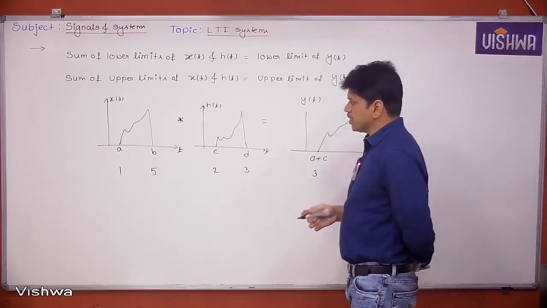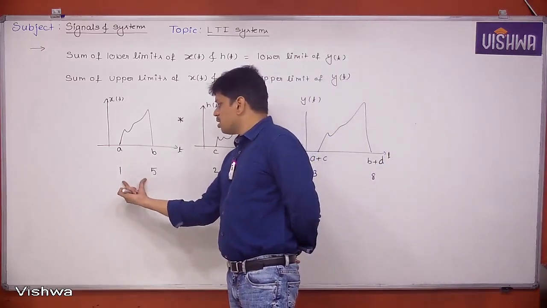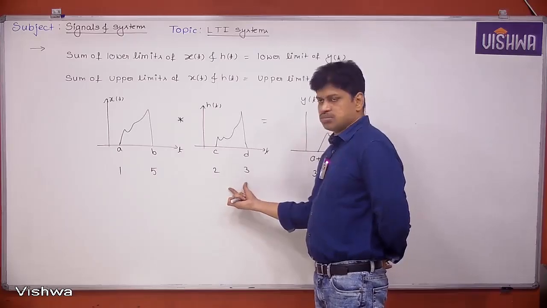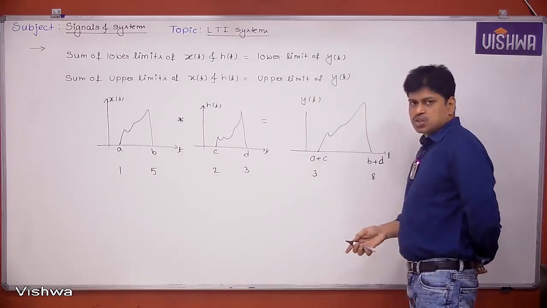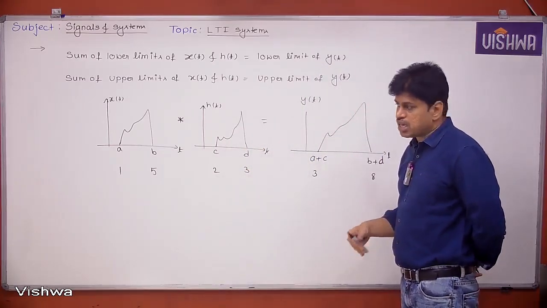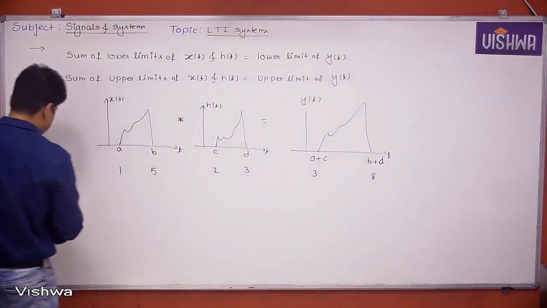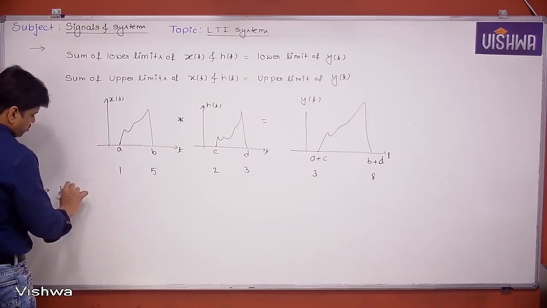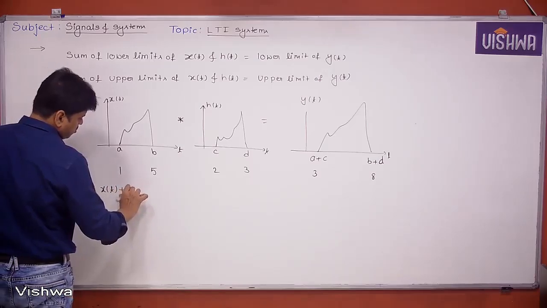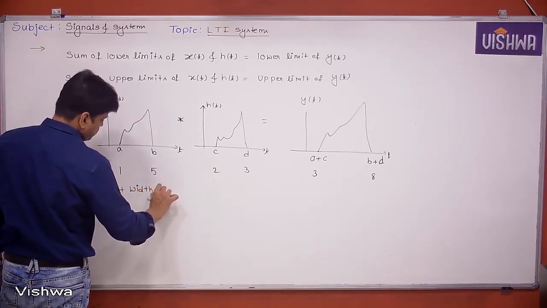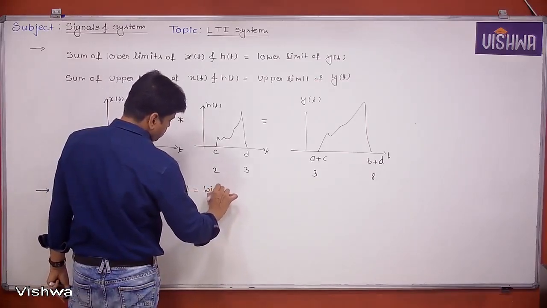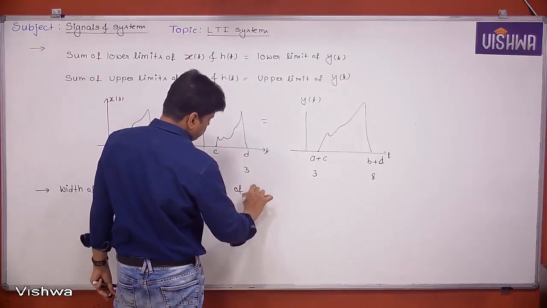Next, one more thing I want to say here. The width of x of t is 5 minus 1, which is 4, and the width of h of t is 3 minus 2, which is 1. The width of y of t is 8 minus 3, which is 5. If you observe carefully, the width of x of t plus the width of h of t gives the width of y of t. This is called the width property: width of x of t plus width of h of t is equal to width of y of t.